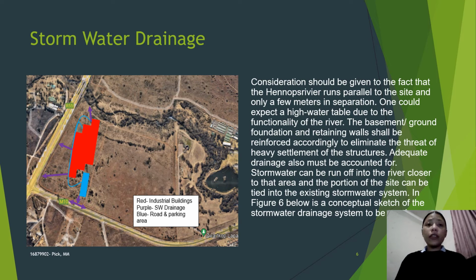Then for stormwater drainage, I've decided to go along with connecting the new stormwater drainage to the existing stormwater drainage. So just draining it off on the sides of the property, as well as connecting the new drainage to run off into the river. Since it can be seen that the mountain slopes in that way, it's just natural for water to be flowing into the river and then just being carried away.